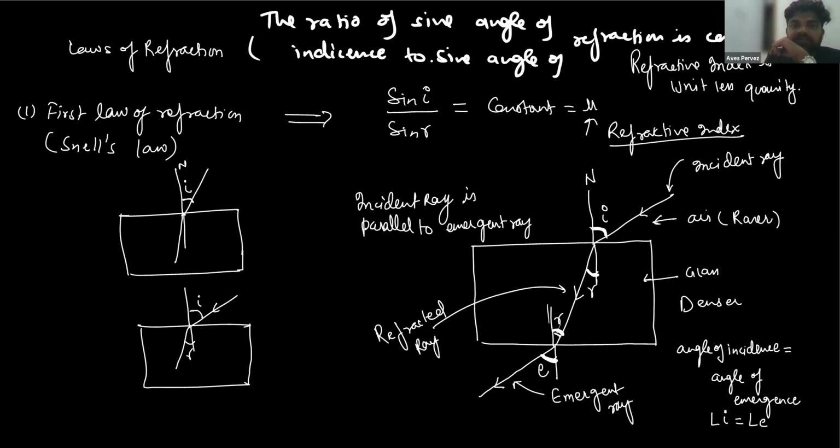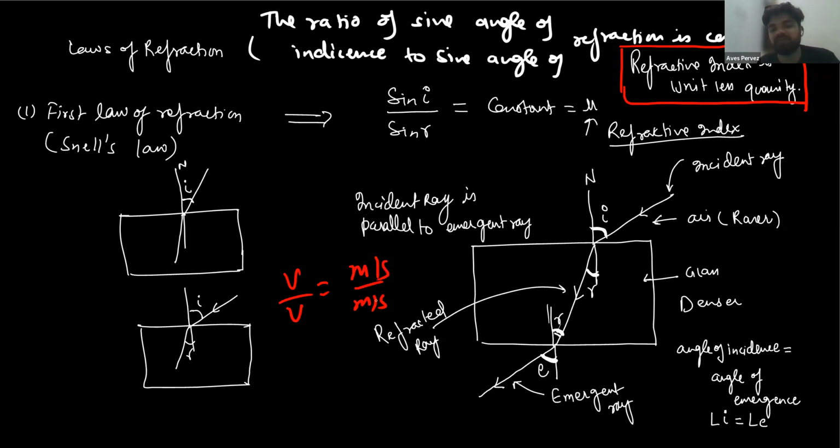The refractive index is a unitless quantity. Why? Because it is the ratio of the same thing. Sine I by sine R is also unitless. If I have a ratio of velocity by velocity, that will be meters per second divided by meters per second, say 30 meters per second and 40 meters per second, so the units will cancel out.